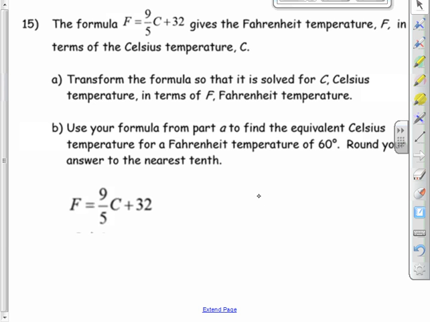Today's podcast is a special episode, PreTest edition. And today we're looking at number 15 from your PreTest, in which we're asked to transform a formula and to solve for one variable in terms of another. In this particular problem, we're given the formula for finding the Fahrenheit temperature if we know the Celsius temperature, and we're asked to solve the formula for Celsius.